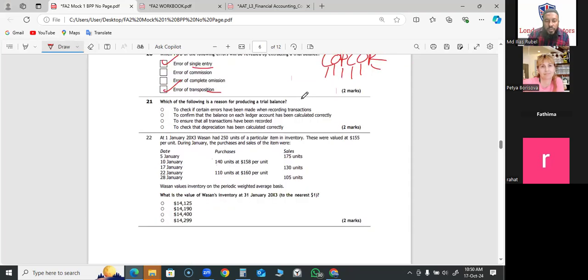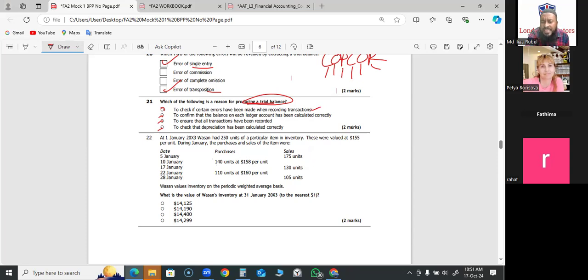21. Which one of the following is the reason for producing a trial balance? A, B, C, D. What do you think is the answer? To check if certain errors have been made when recording transactions, sounds like the answer. Basically, trial balance is the tool and technique to check the arithmetical accuracy. Are you arithmetically correct? Your T accounts are correct or not? This is a good one to go, but I'd like to read the other ones.